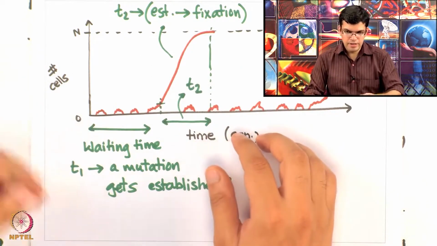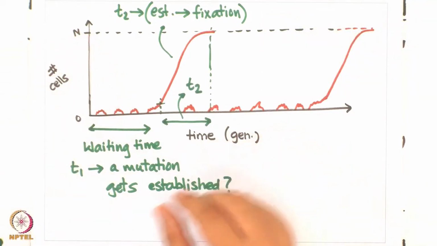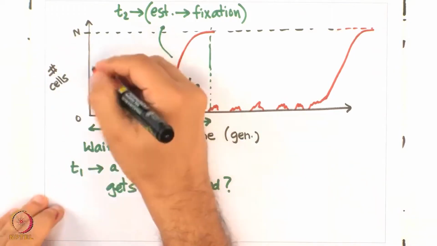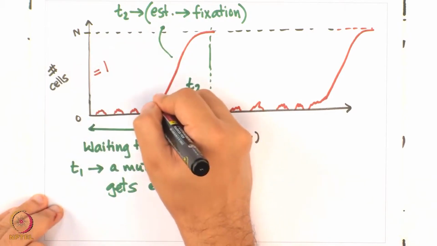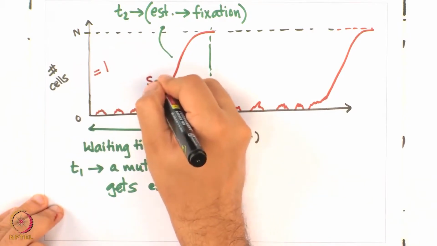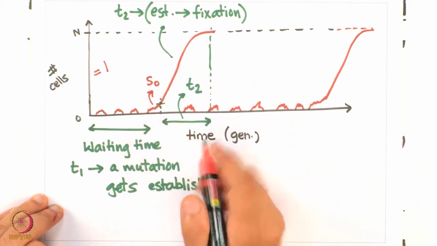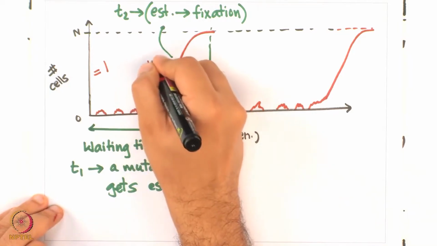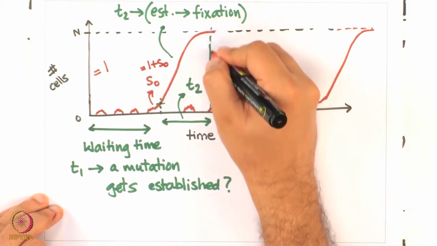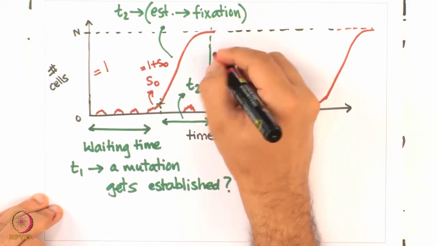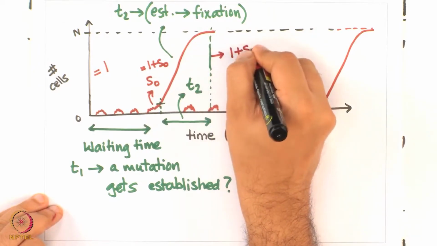So, let me rephrase that. At the beginning of this experiment, at this time, the fitness of every individual in the population was 1. Suppose the mutation that happened here has a selection coefficient S0 associated with it. That means the fitness of every individual carrying this mutation is equal to 1 plus S0. If that is the case, when the mutation gets fixed in the population at this point, the fitness of every individual in the population is now 1 plus S0.